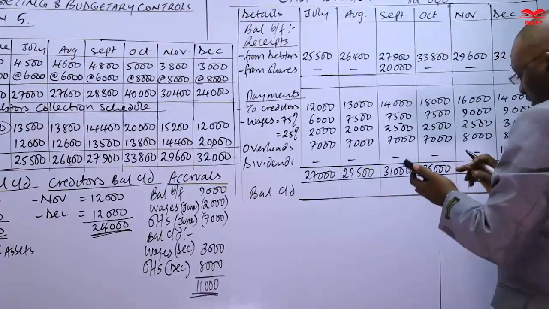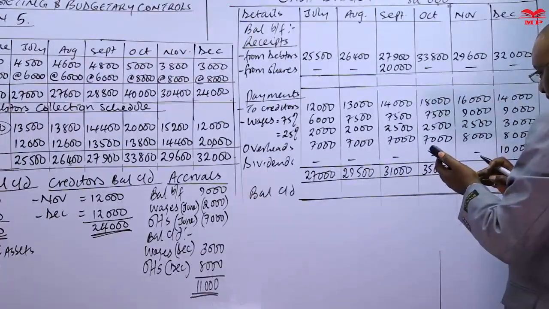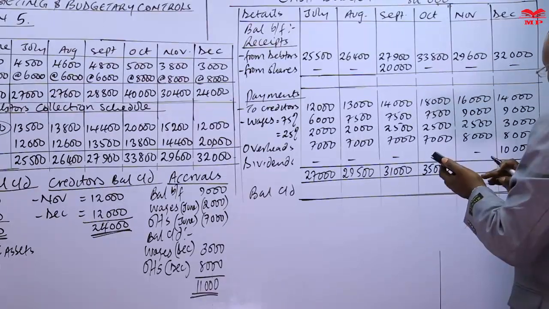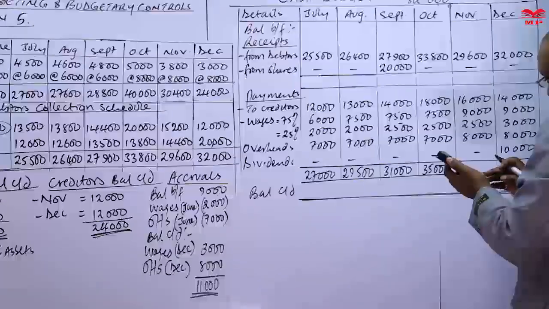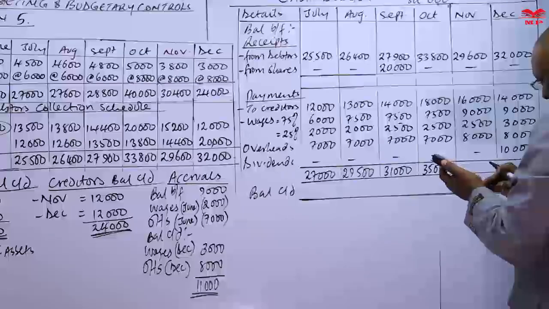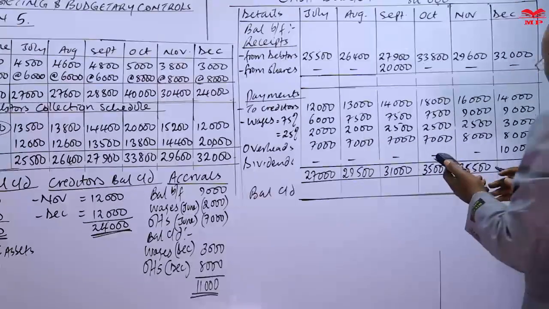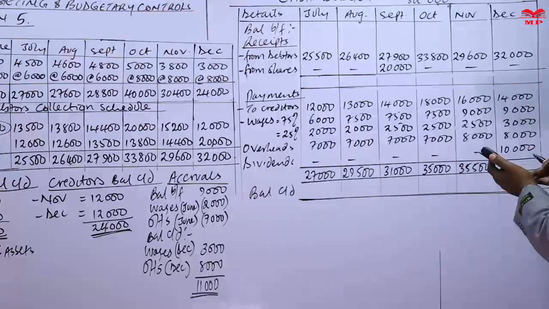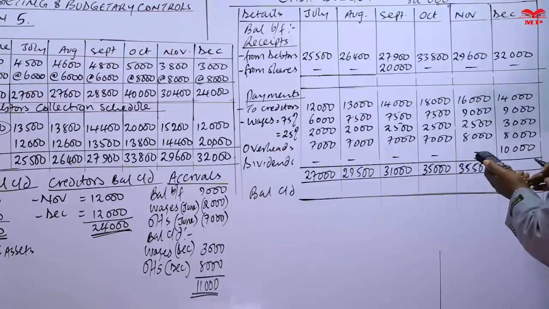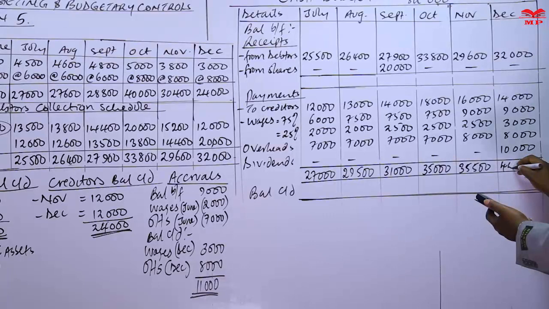35,000. 16 plus 9 plus 2.5 plus 8. This is 35,500. And lastly, we have 14 plus 9 plus 3 plus 8 plus 10. This is giving us 44,000.